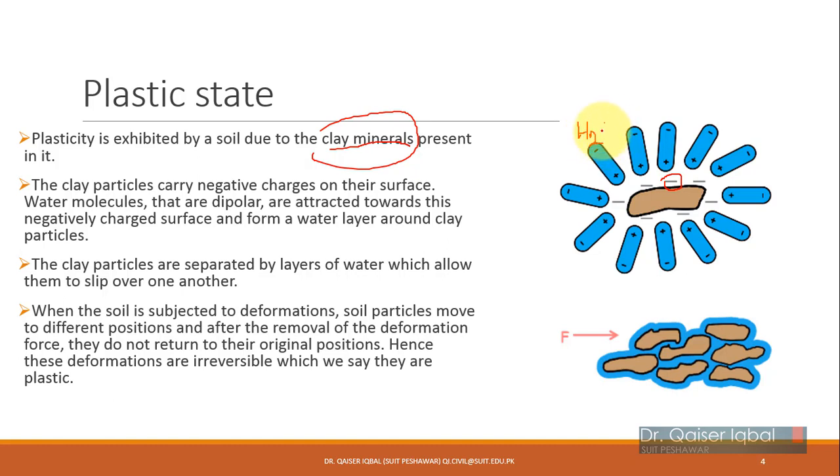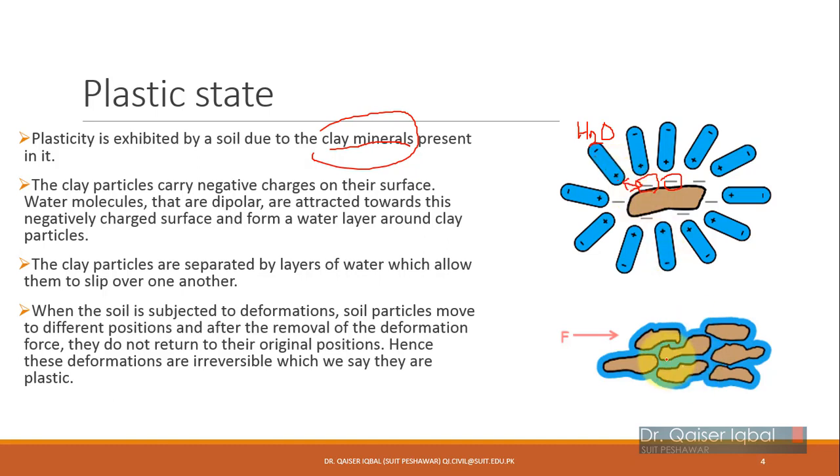So water molecules are bipolar, which means they have a positively charged surface and a negatively charged surface. Because the surface of the clay is negatively charged, it will attract the positively charged end of the water molecule towards itself. That is why clay soil has an affinity to absorb a lot of water, in contrast to sands and gravels.